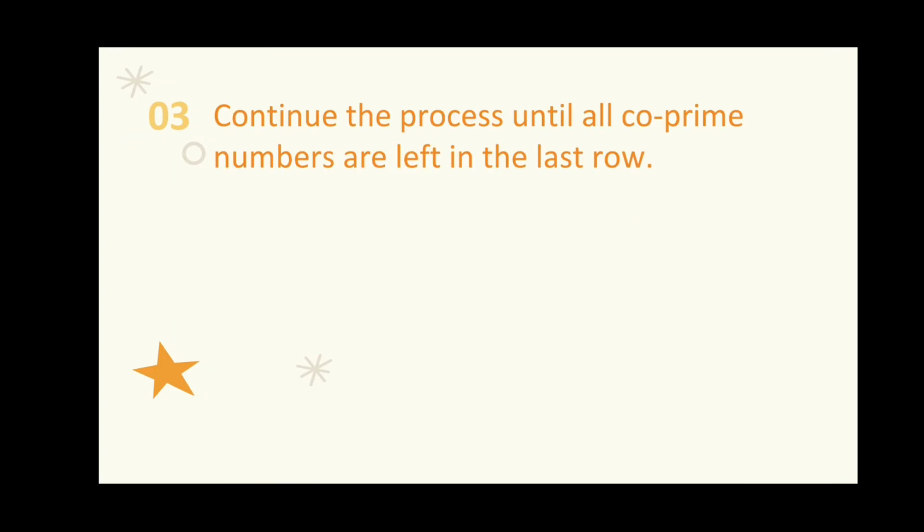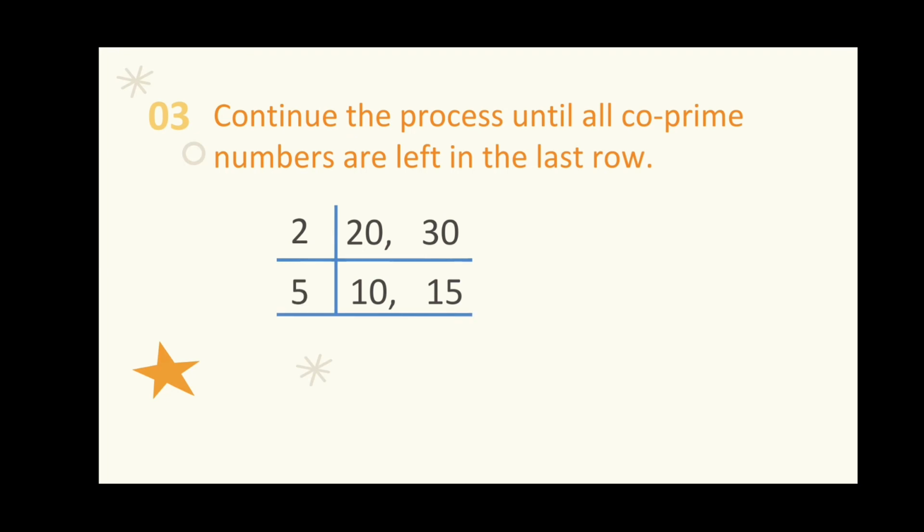Step 3. Continue the process until all co-prime numbers are left in the last row. So itutuloy-tuloy lang natin hanggang sa maging co-prime numbers na lang ang matira dun sa last row. Okay, so now, what do you think is the common factor of 10 and 15 na prime number? Okay, so it's 5. So now let's divide 10 and 15 by 5. So it's equal to 2 and 3. Now, dahil ang 2 at 3 ay pareho ng prime number, ibig sabihin, they are co-prime numbers na. So, hindi na tayo magde-divide pa.